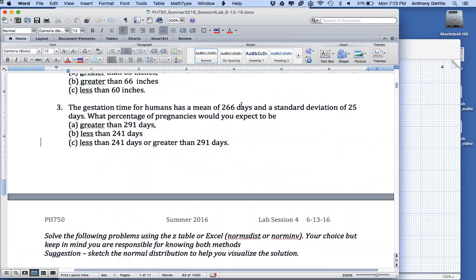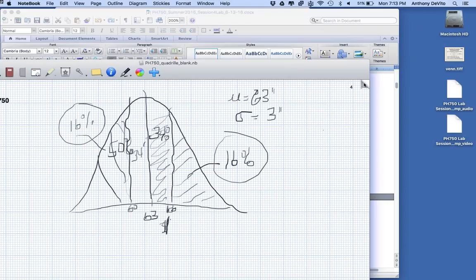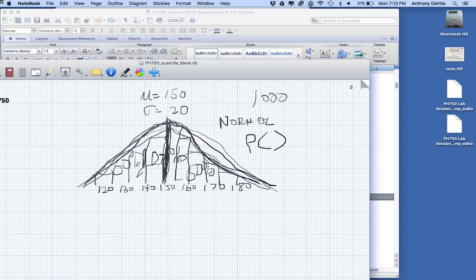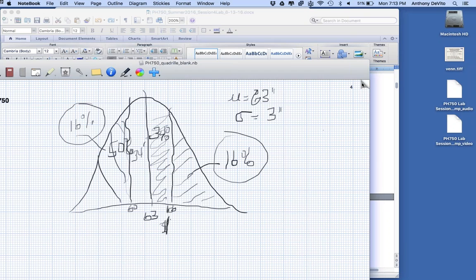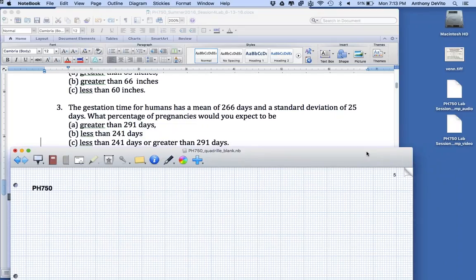Gestation period for humans has a mean of 266 days and a standard deviation of 25 days. What percentage of pregnancies would you expect to be greater than 291? Well, I'm starting to throw a few curves here. So let's, okay, you guys online are working on it also. 16%, 32%. Thank you. Good. Okay, so let's draw this standard normal distribution. So my normal distribution is going to look something like that. It's not quite as good as the others I drew.